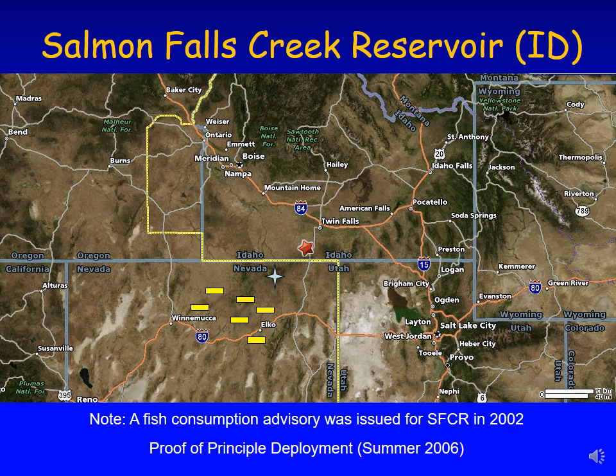So here we have basically an image of Nevada and Idaho. We have the gold mines shown by the gold bricks there in central Nevada between Elko and Winnemucca. And then we have Salmon Falls Creek Reservoir, which is the red star, just south of Twin Falls. And that's where I ended up setting up my equipment. And there was a fish consumption advisory issued for Salmon Falls Creek Reservoir in 2002.